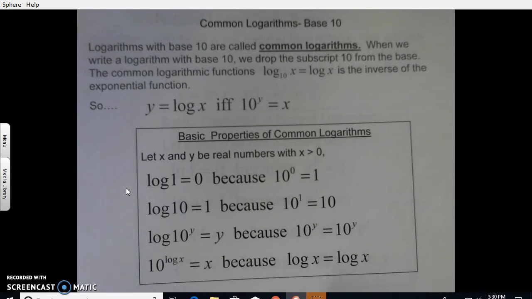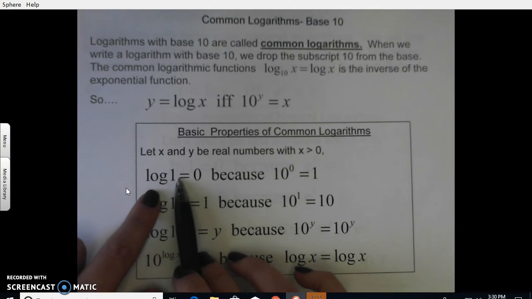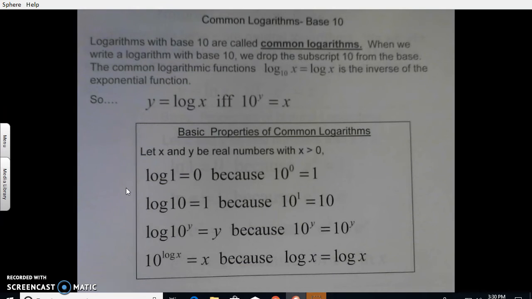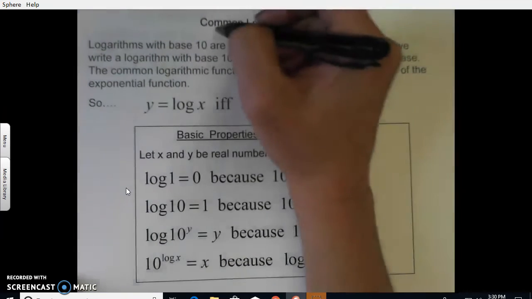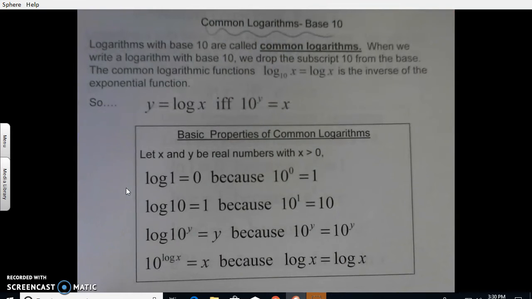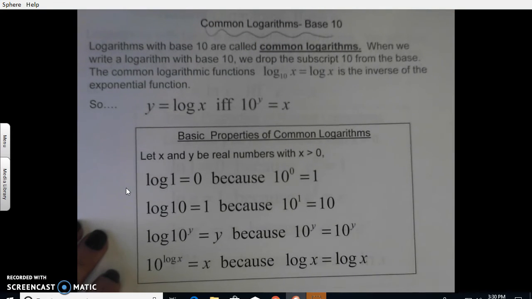Sometimes logs are written without a base, and if they are written without a base, then the base is assumed to be 10. This is what we call a common logarithm or common base. So these are all of the same properties except with no base written, because it would be assumed that the base is 10.